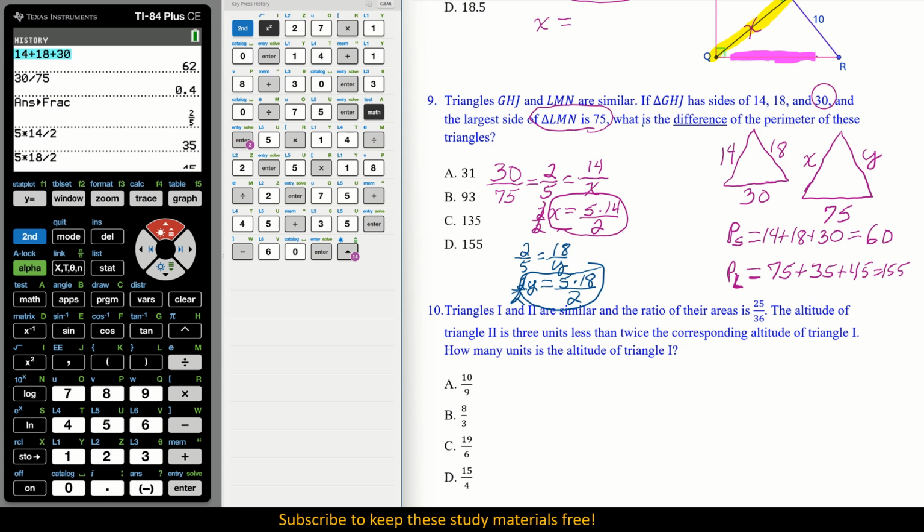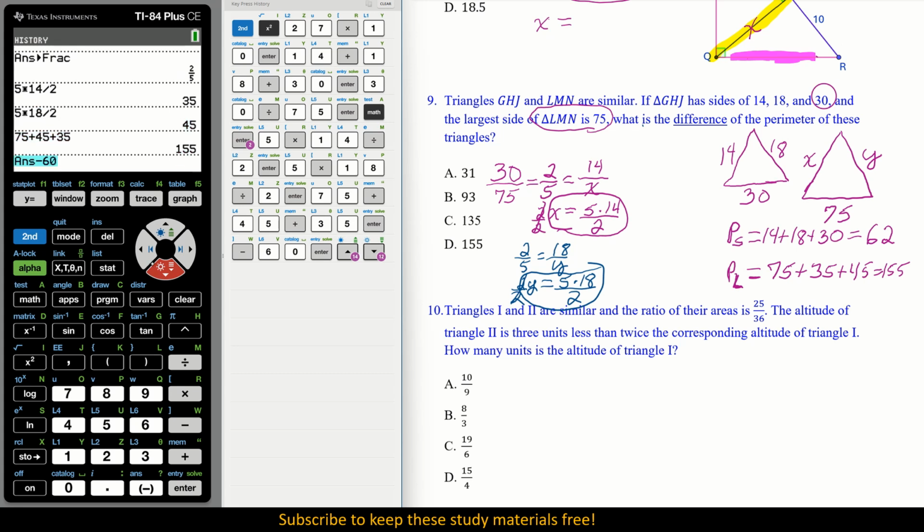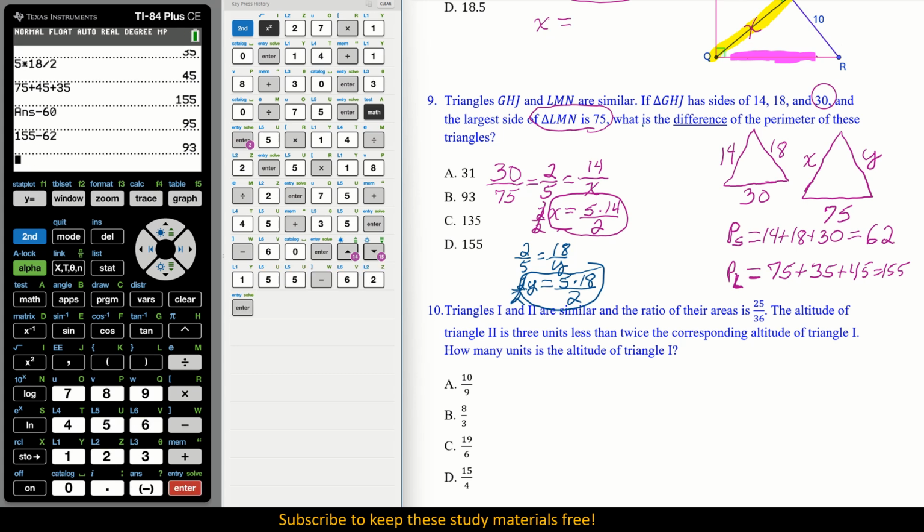Oh, 62. There it is. Yep, and you probably saw me do that, and I may even have said 62, who knows. Now let's give it a go. Well, at least we can go back up and see what we did, right? That's one benefit of using this calculator. 155 minus 62. That'll make a big difference, and yes, it does. It's option B.